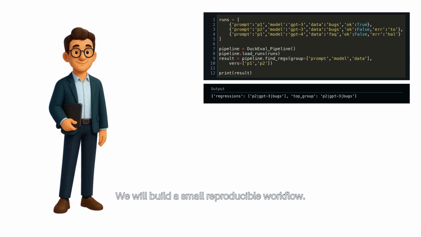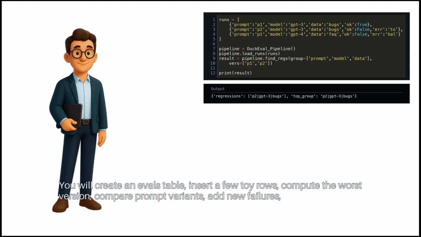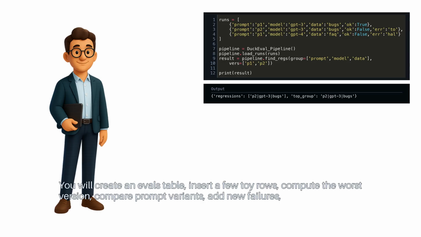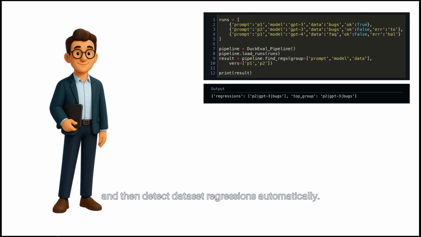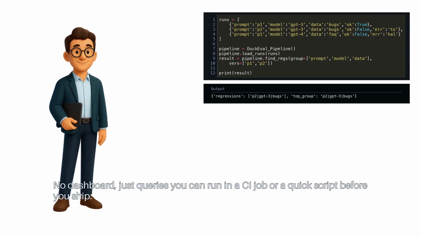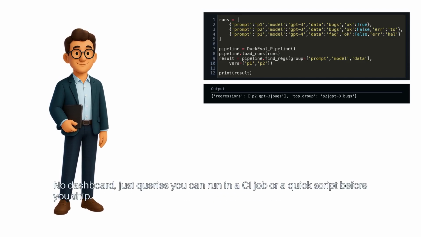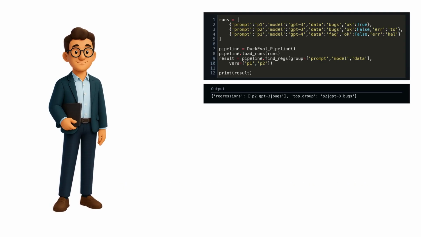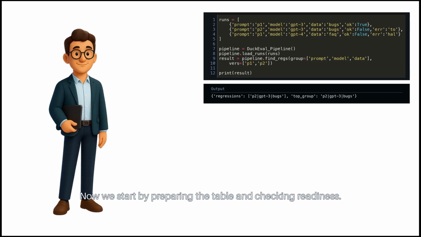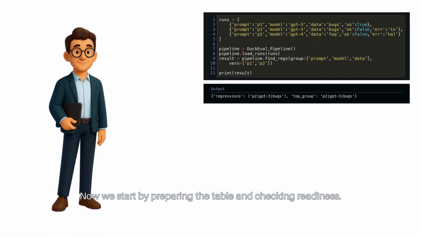We will build a small, reproducible workflow. You will create an Evals table, insert a few toy rows, compute the worst version, compare prompt variants, add new failures, and then detect dataset regressions automatically. No dashboard, just queries you can run in a CI job or a quick script before you ship. Now, we start by preparing the table and checking readiness.